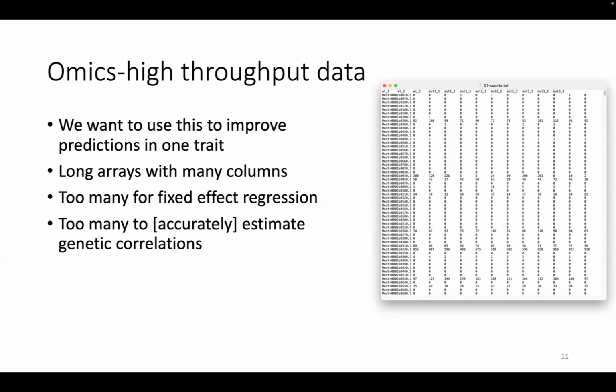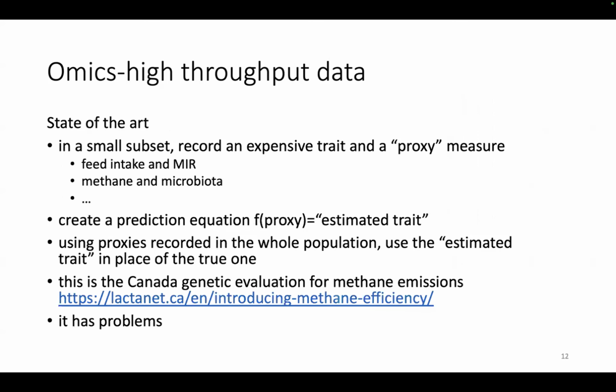So you want to use this. You want to say, okay, I want to integrate this into a pipeline, and this pipeline will improve my prediction of some trait. But actually, the thing is that you have too many things to try fixed effect regressions. It's just too complicated. And you can estimate genetic correlations and say, okay, my mastitis, whatever, has a genetic correlation of 0.6 with this particular microbiota in the rumen, but you have so many of them that you just quickly get lost. So we thought that one should come up with something.